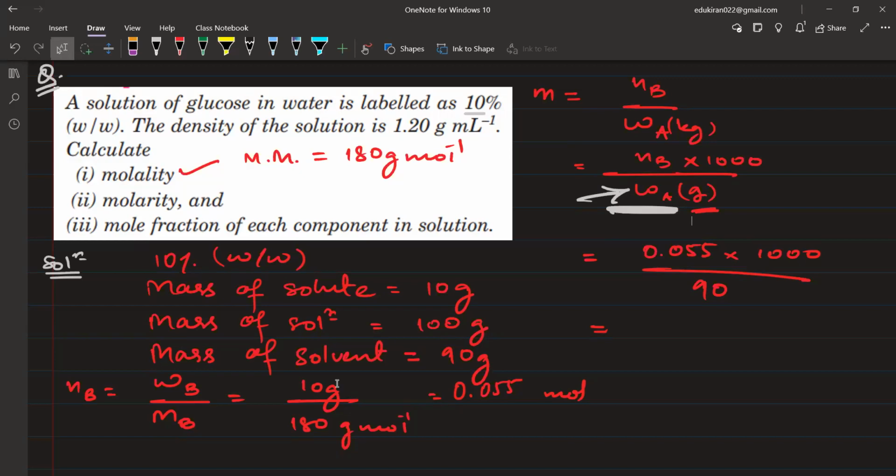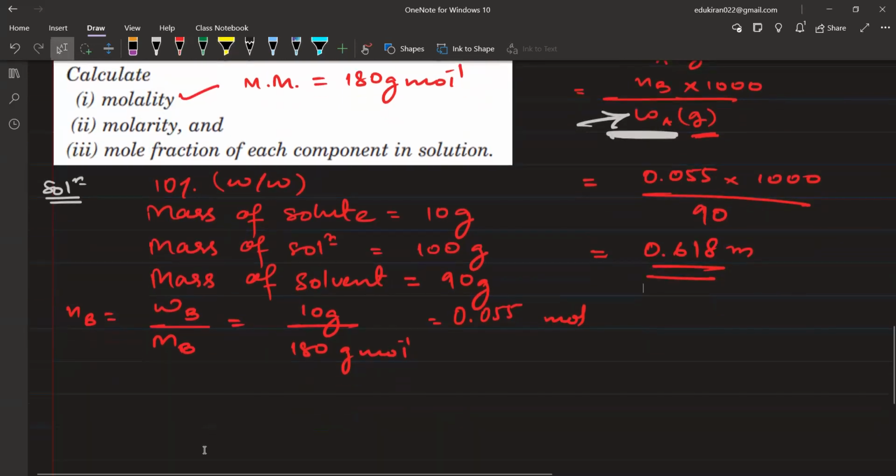The molarity is 0.611. Yeah, correct. But accurately speaking, it will be equal to 0.618, right? Yeah. Then how to calculate molarity? Please see.